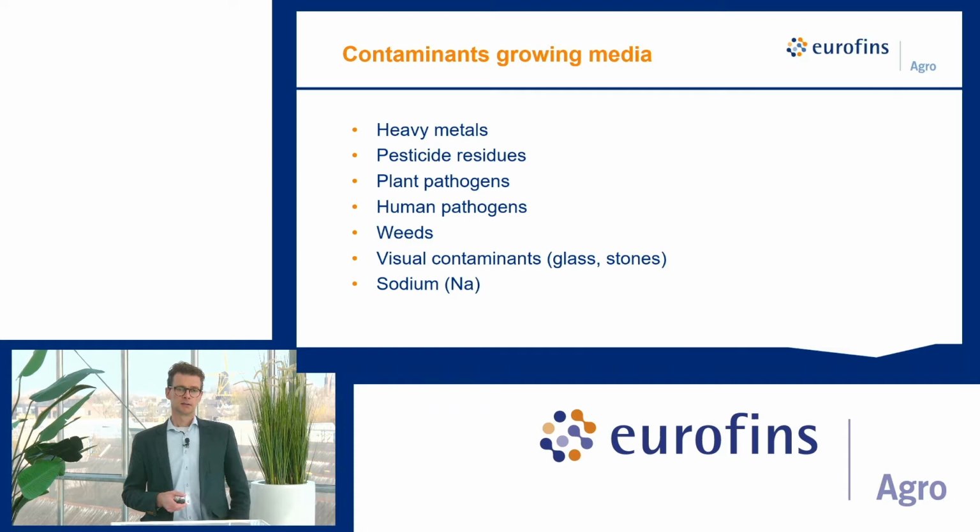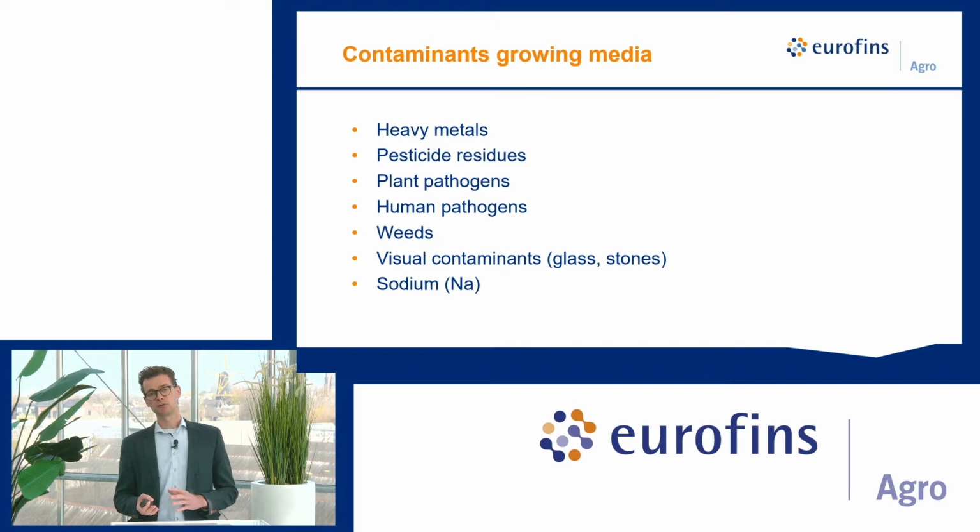If we look at the contaminants of growing media, depending on the type of raw materials you use, there can be several contaminants present in the growing media. It's good to know which contaminants are present, and there are several techniques to analyze heavy metals, pesticide residues, plant pathogens, human pathogens, weeds, visual contaminants like glass or stones, and sodium.